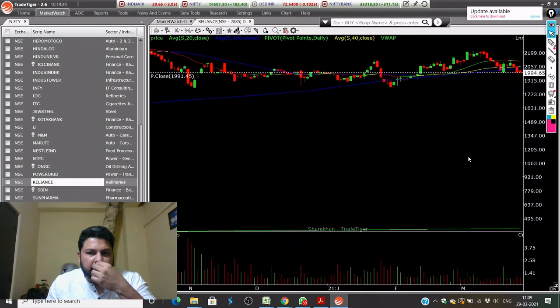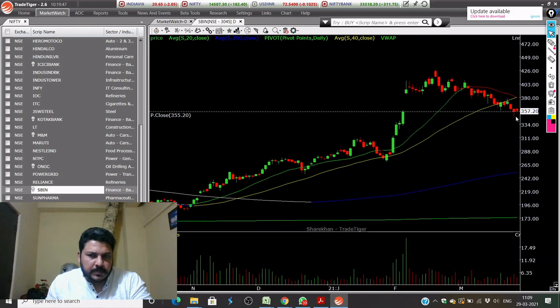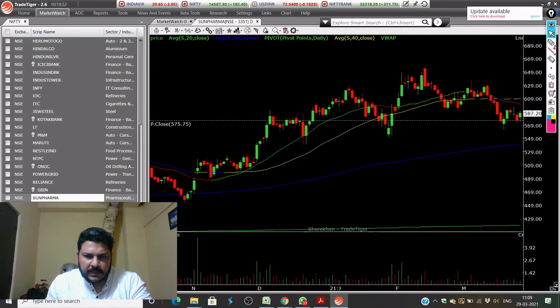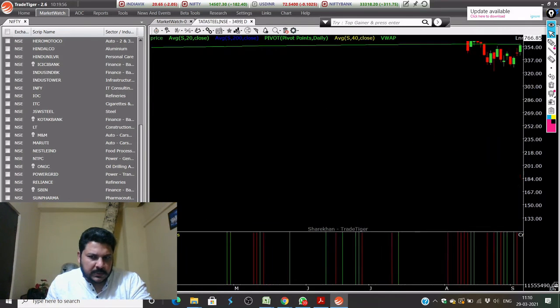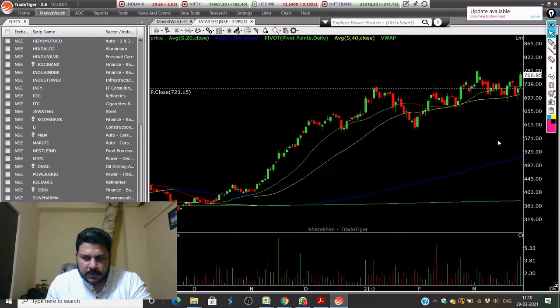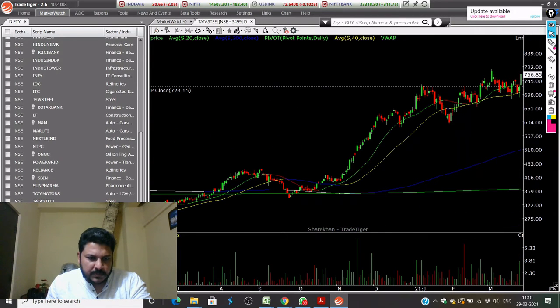Showing a negative bias, so it was a trap. Let's see where it moves up. But Reliance is a stock where you can always get an entry. SBI is also falling. Sun Pharma is in a consolidation phase. So I don't see any major stock apart from steel, which is looking very bullish. So steel sector is a sector which you need to invest in.